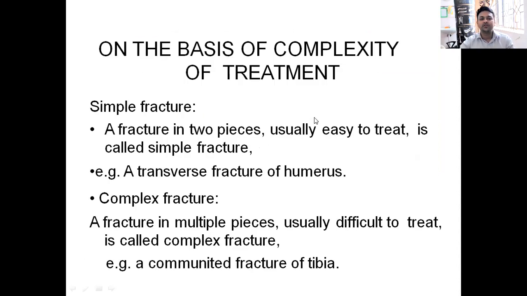On the basis of the complexity of the treatment, it is divided into simple fracture and complex fracture. Simple fracture is a fracture in two pieces, usually easy to treat. Example: transverse fracture of the humerus. Complex fracture is a fracture in multiple pieces, usually difficult to treat. Example: comminuted fracture of the tibia.